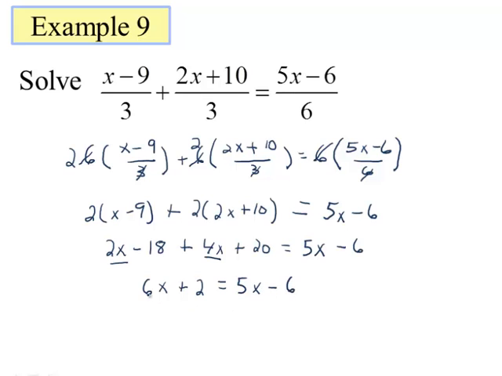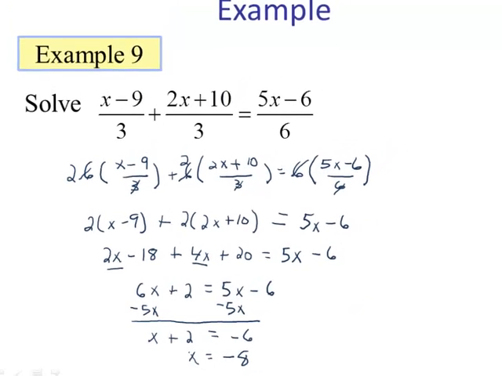Now we want to get x's on the same side of the equal sign. I'm going to move this one over here, so I subtract 5x from both sides. 6x minus 5x is 1x, just x, plus 2 equals negative 6. Subtract 2 from both sides, we get x equals negative 6 minus 2 is negative 8. So our solution is negative 8.